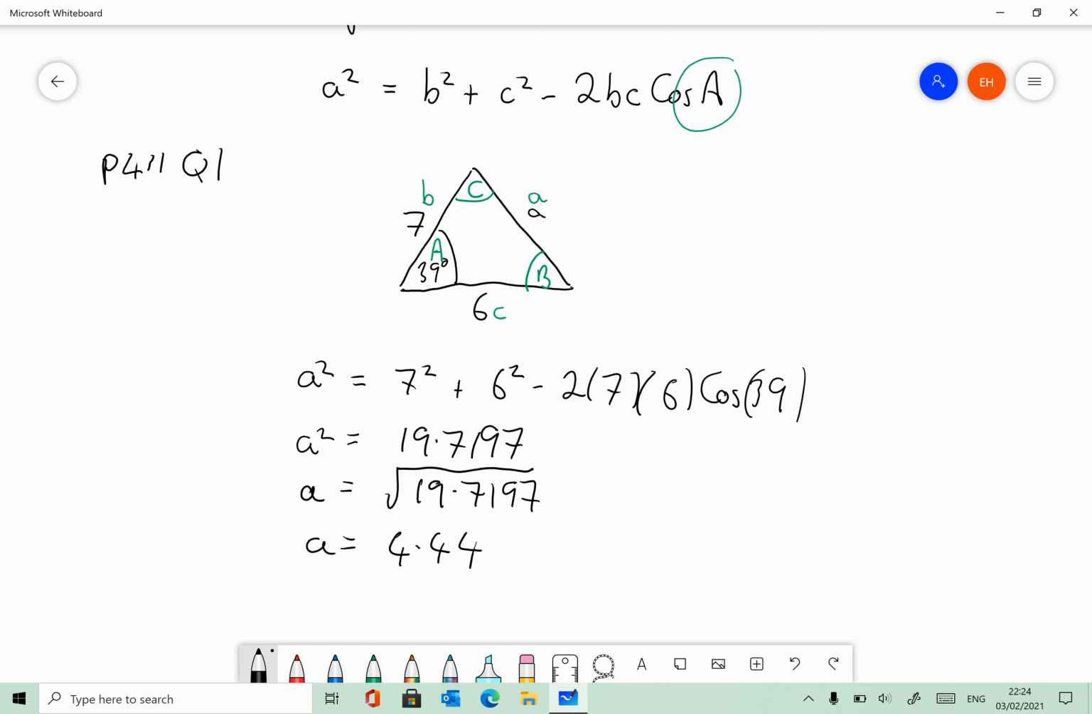So that's how we use the cosine rule. It's basically using all of these letters in a formula. So once you are able to label up a triangle, you're doing fine.